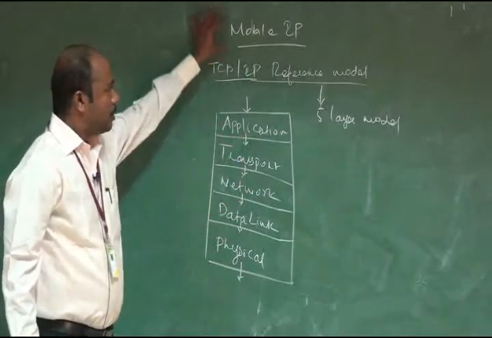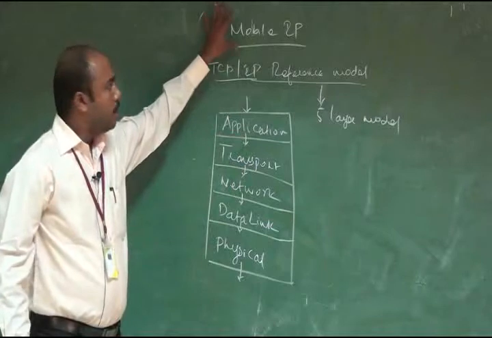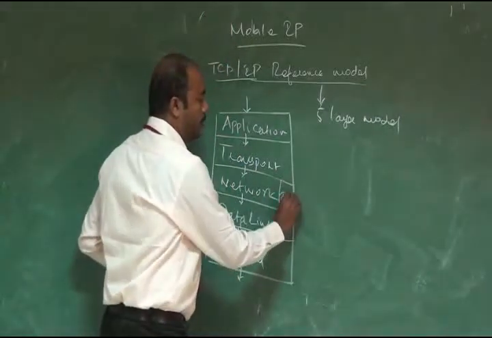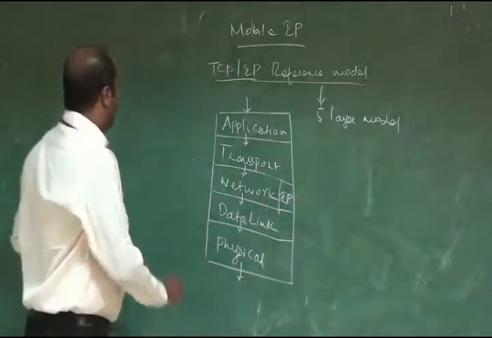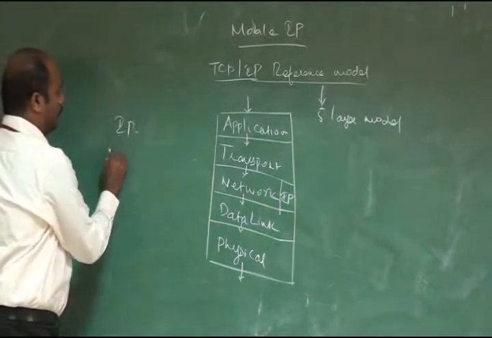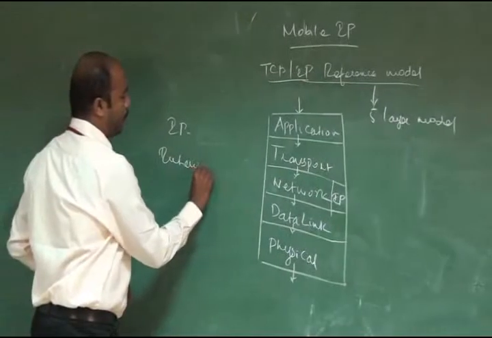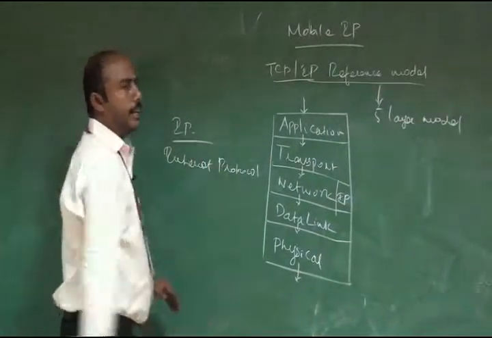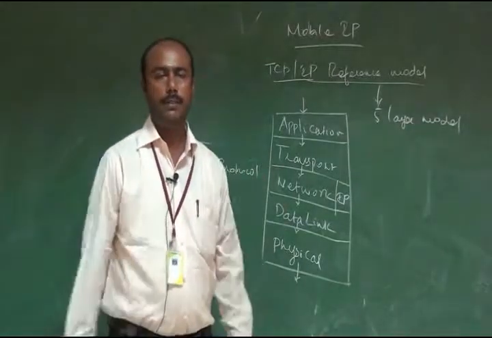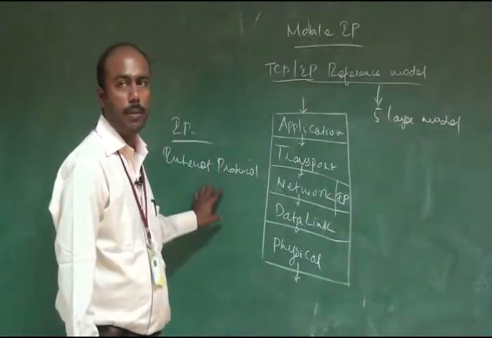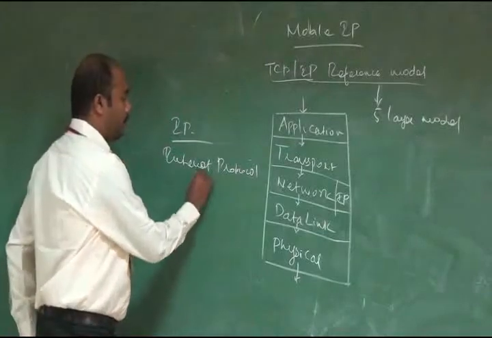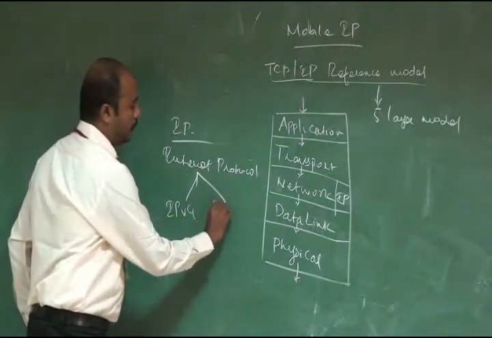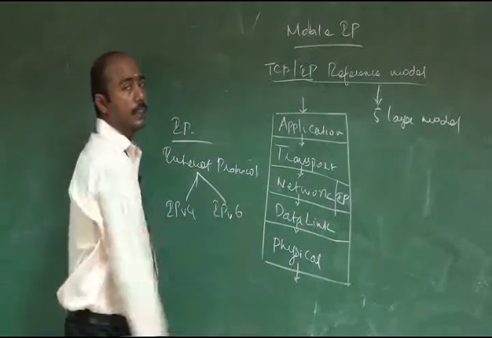So what is the evolution of mobile IP? Mobile IP evolves from the network layer. In the network layer, we know that IP is a very important protocol. IP is internet protocol. Whenever we send data, it is transmitted to the receiver side using this internet protocol. There are 2 versions of this internet protocol, IPv4 and IPv6.